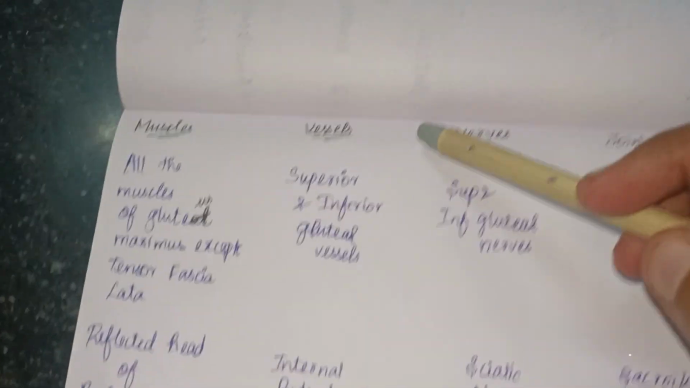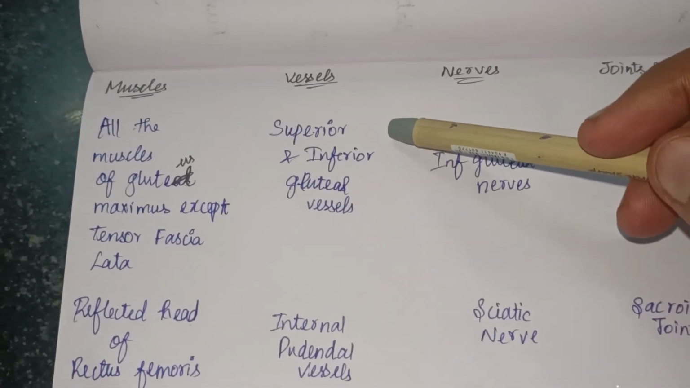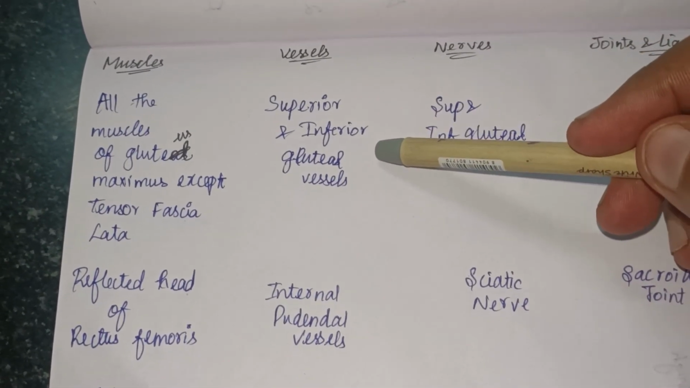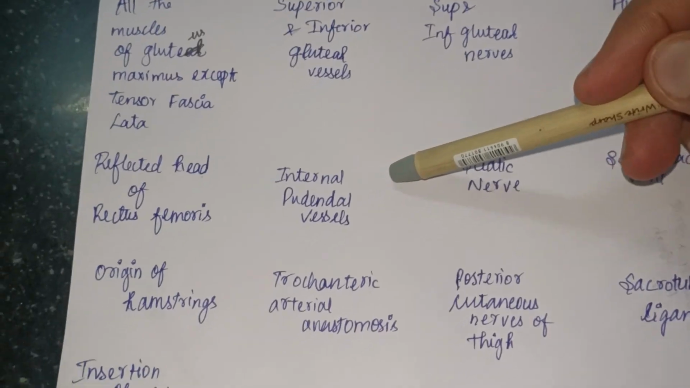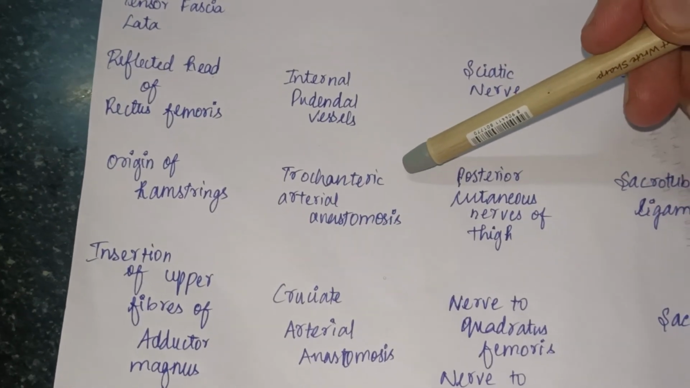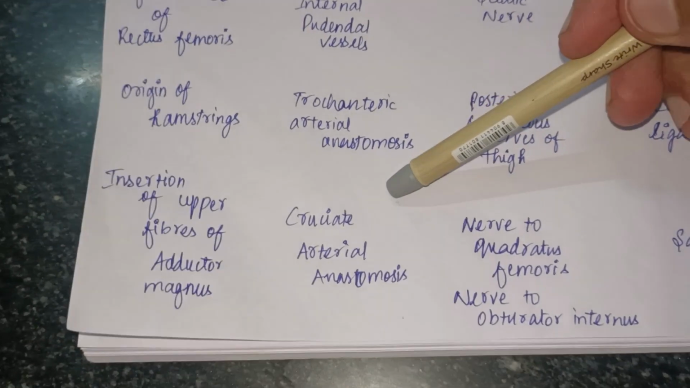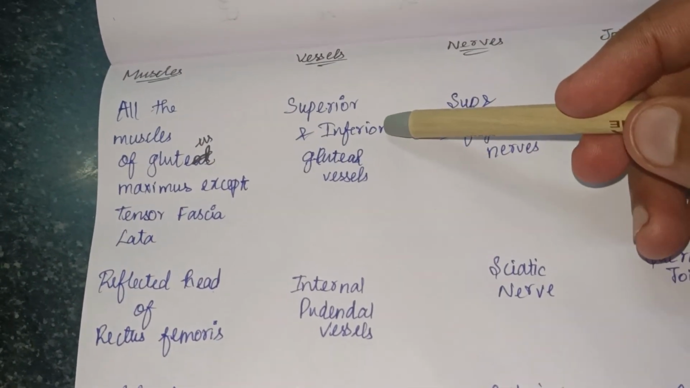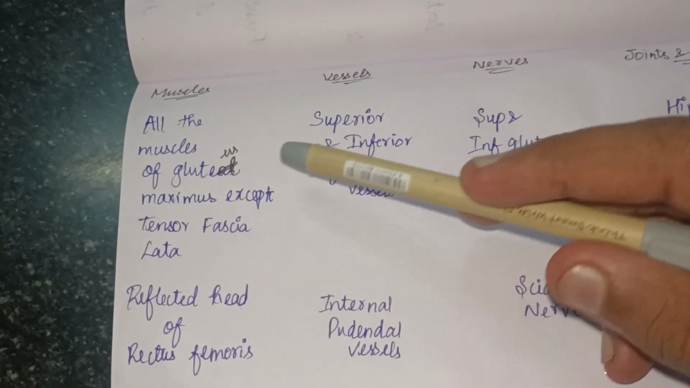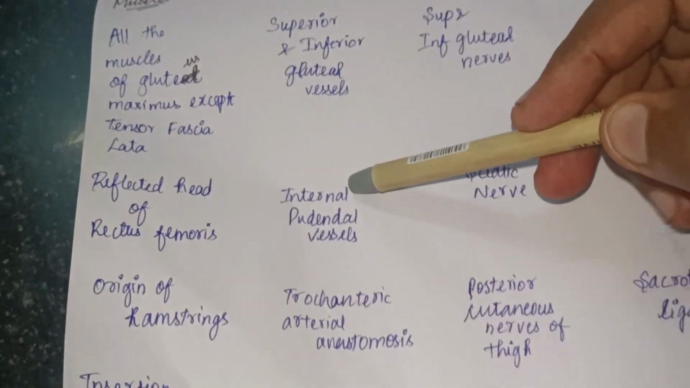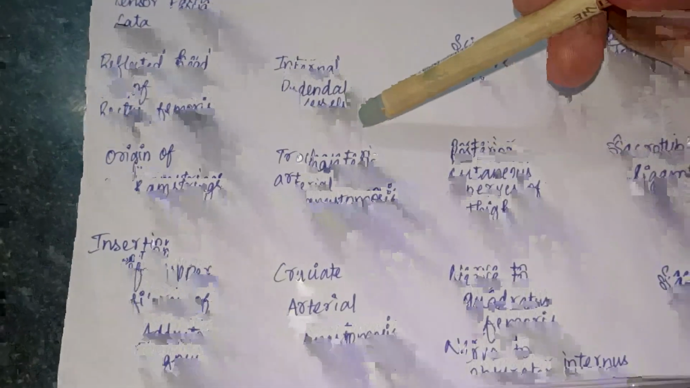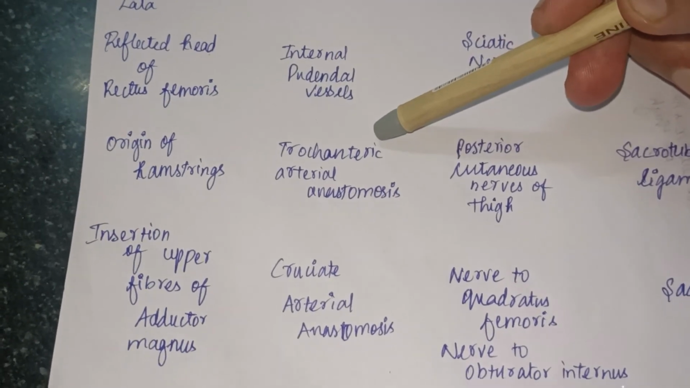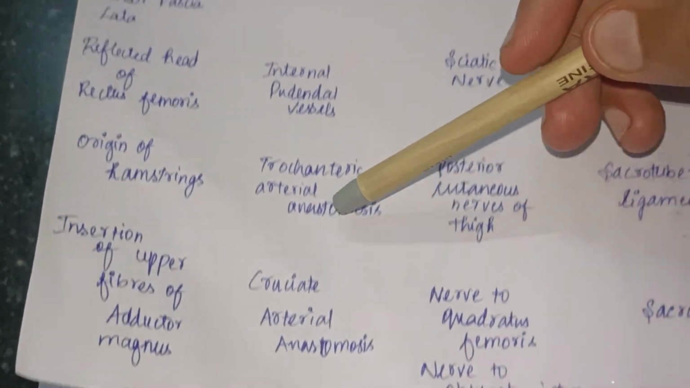Okay, next, what are all the vessels: superior and inferior gluteal vessel and internal pudendal vessel and trochanteric arterial anastomosis and cruciate arterial anastomosis. So there are 4 vessels: superior and inferior gluteal vessel supplying all the gluteal regions and internal pudendal vessels. Okay, then trochanteric arterial anastomosis and cruciate arterial anastomosis.